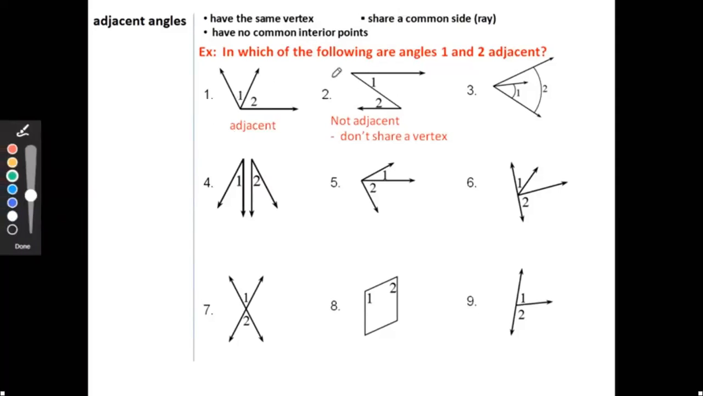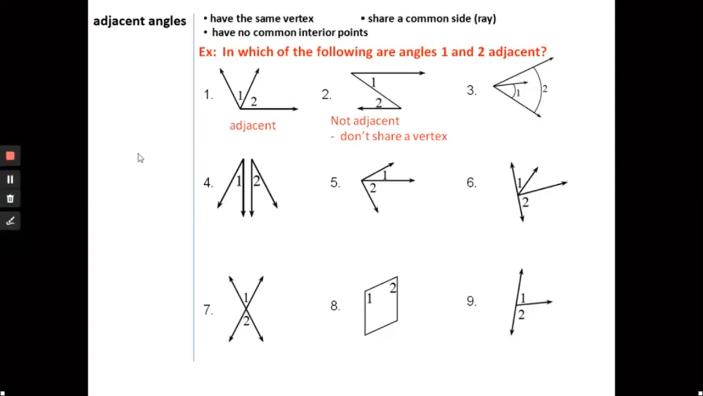Okay, so here's the vertex for angle 1. And here's the vertex for angle 2. They don't have the same vertex, so they are not adjacent. And secondly, just because they share the same side right here doesn't automatically mean that they're adjacent. Here's the interior of angle 2. Here's the interior of angle 1. There's no overlap. But in order to be adjacent, all 3 of these requirements have to be satisfied. Okay? So number 3, sorry.